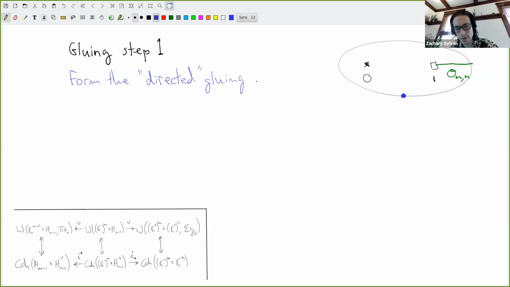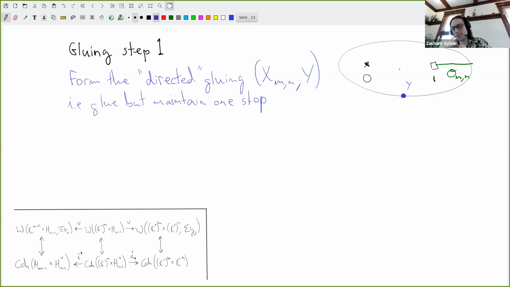So this is X, M, N stopped by something I'm just going to call Y. So this is Y. And this just means glue, but maintain one stop. I could have put this stop at the top instead. There's this global projection, so I could just move the stop around and those would be isotopic, but I'm just going to put it at the bottom.